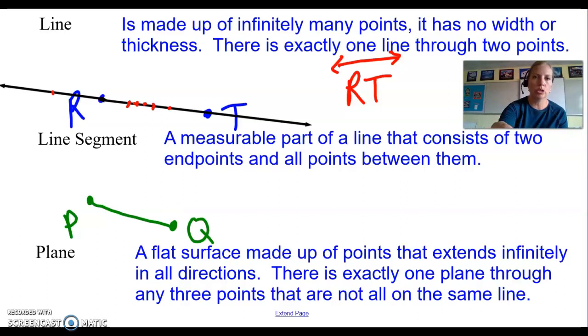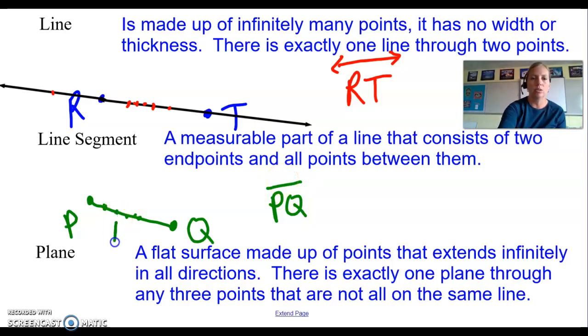Again, there's a whole bunch of points that make that line, or line segment, sorry. But there's 2 endpoints, so P and Q are the 2 endpoints. And when we name those, again, we just use the 2 letters, never 3, even if there's 3 on there, right?